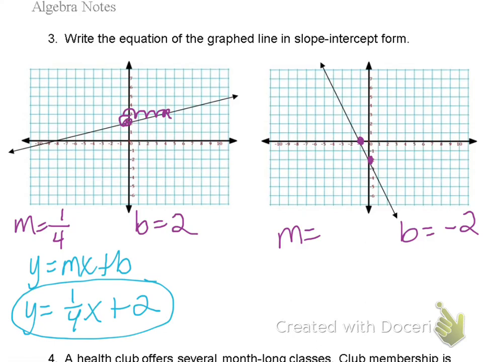So we're doing rise over run. We're going to go up 2 and backwards 1. So 2 over 1, but we're going backwards 1, so that's a negative. So -2 over 1, which equals -2. So if we plug those into our equation, we would have y equals negative 2x minus 2.